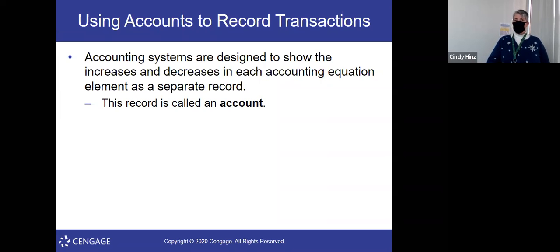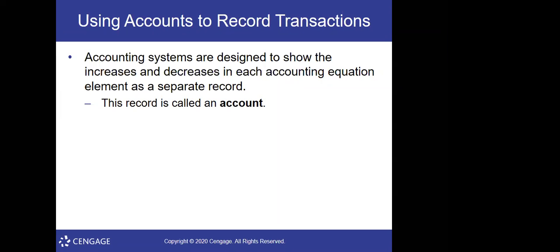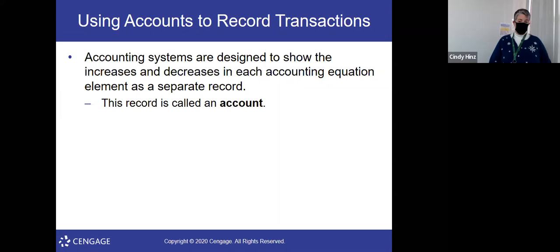I think we may have talked about inventory and supplies. We also have accounts for property, plant, and equipment like buildings and land and equipment. Each one of those account titles belongs to an account. An account is the smallest unit of storage within our accounting records.